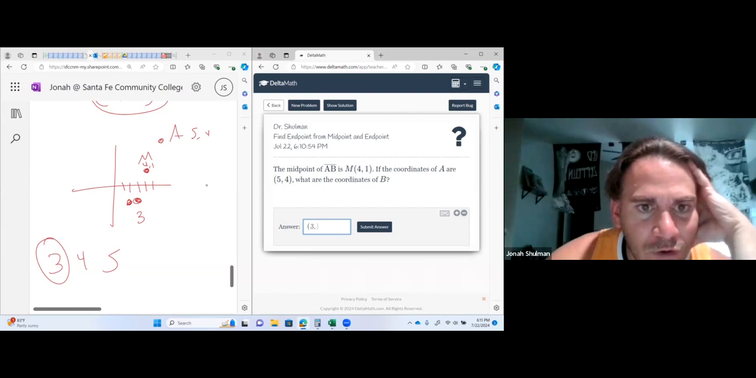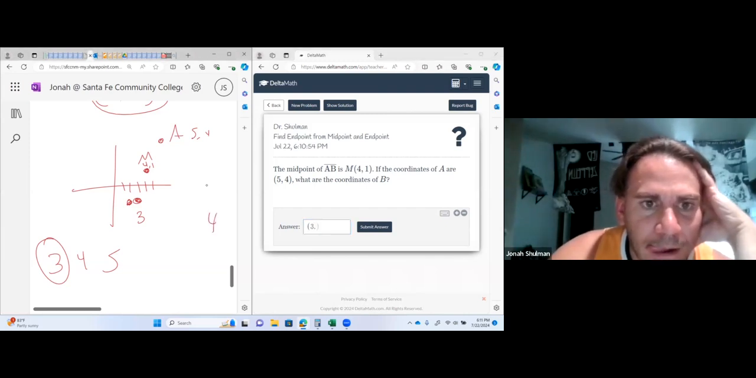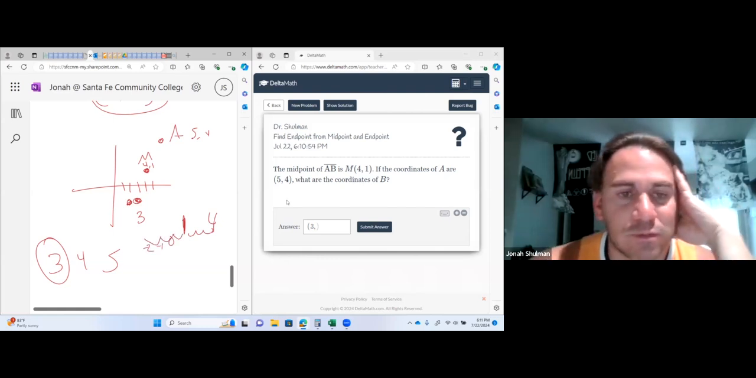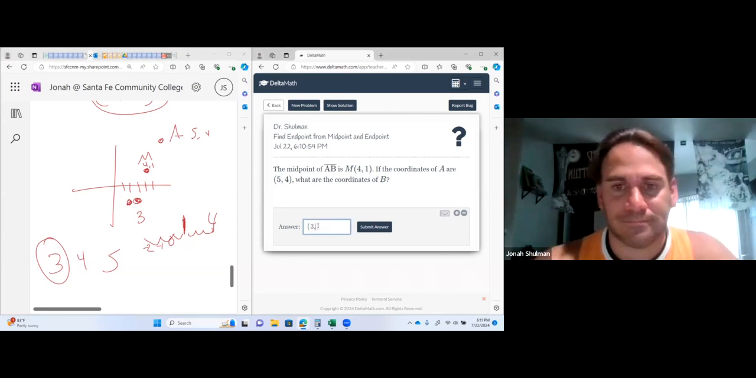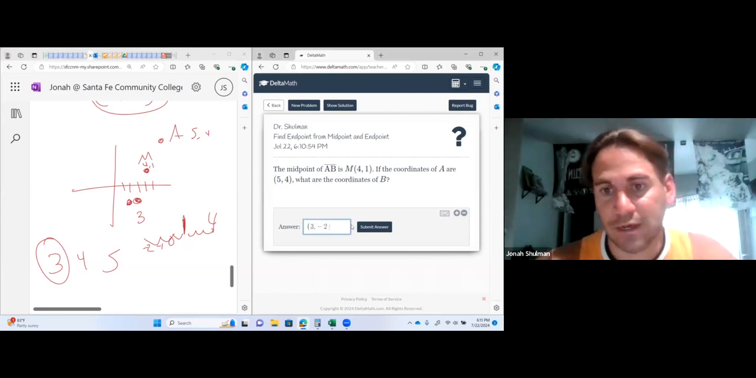And now I have 4 with 1. So if this takes, ready, 1, 2, 3 spaces, this has to go to 0, -1, -2. So it should be 3, -2 is the answer without using the formula and just counting.